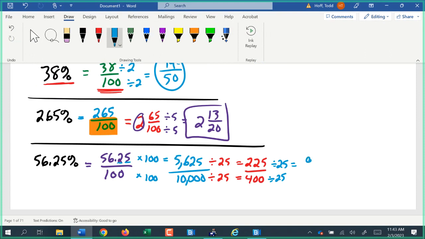225 divided by 25 is 9. 400 divided by 25 is 16. So that percent, 56.25%, which remember that means 56.25 out of every 100, is the ratio 9 out of 16.